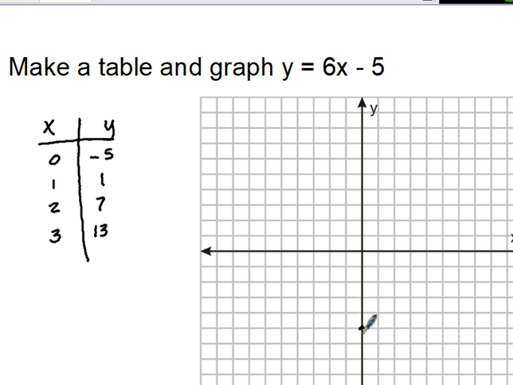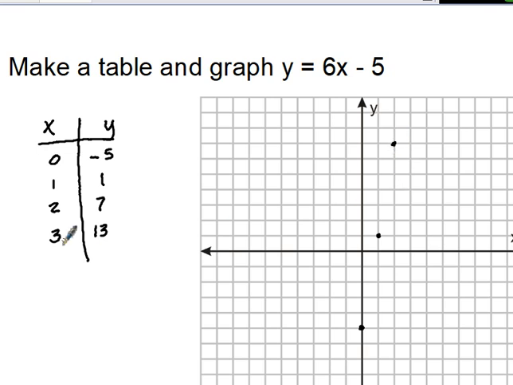And there's our first point. Our second point is going to be 1, 1. So at the origin, we go right 1, up 1. Our next point is 2, 7, and again we start at the origin, so we go right 2, up 2, 3, 4, 5, 6, 7.